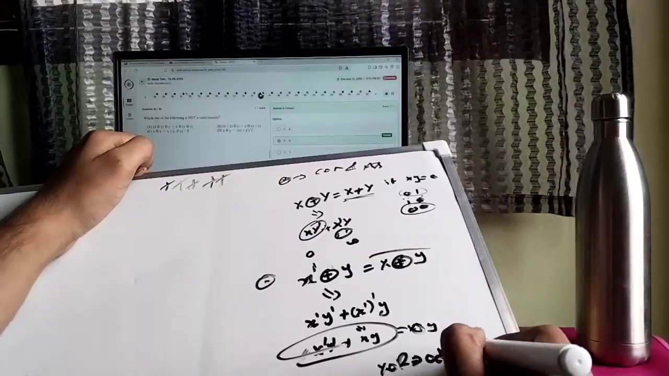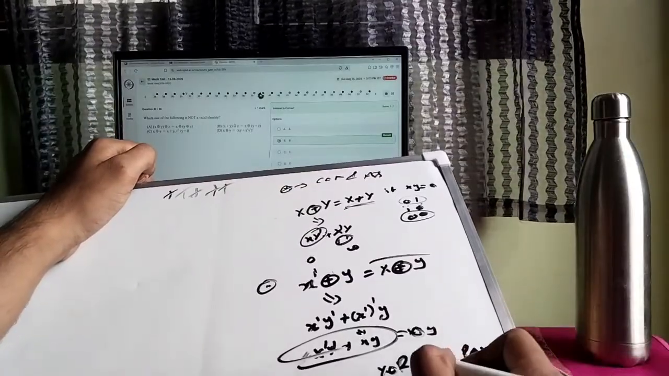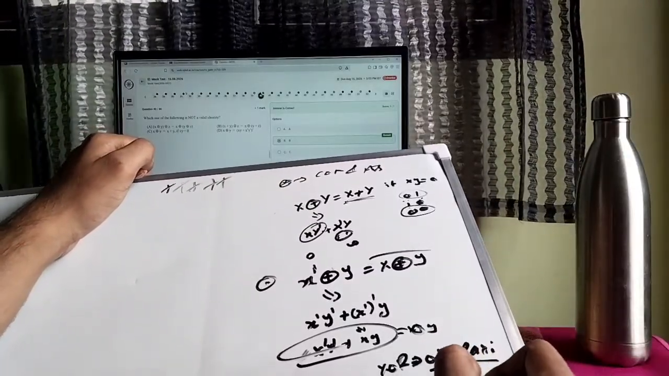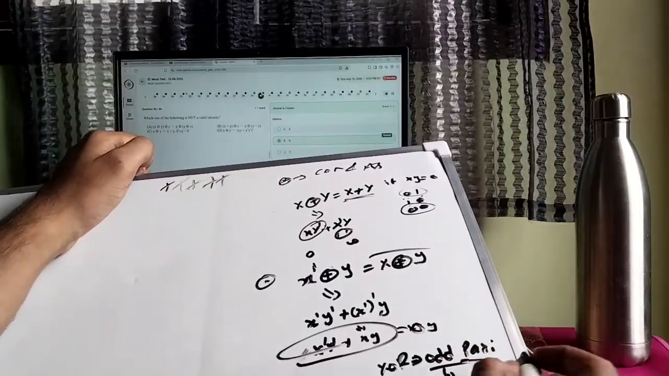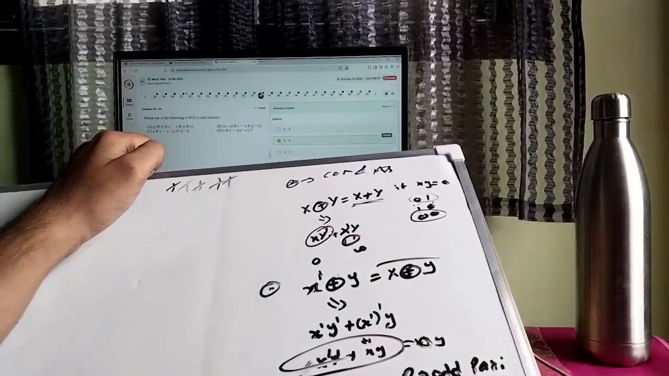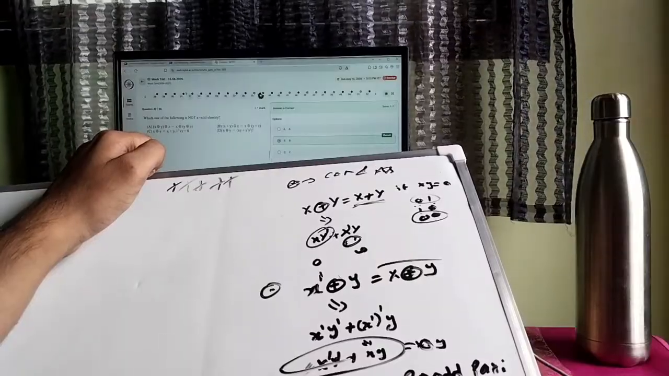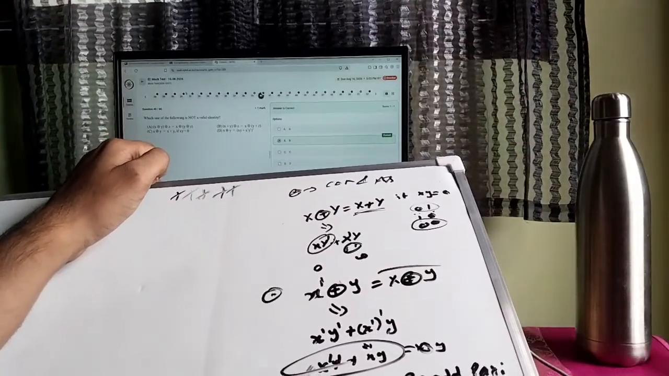is an odd parity checker. Odd parity means it detects an odd number of ones. Got it? And XNOR is an even parity checker. It detects an even number of ones.